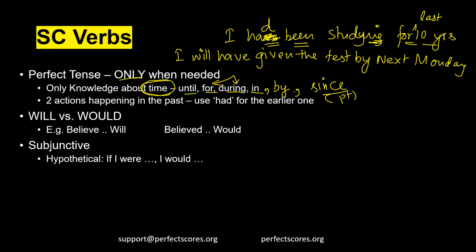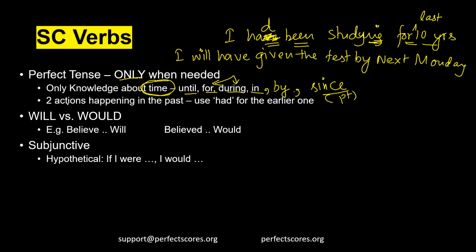So if you're referring to morning as a point in time, then you use since. But if you're using the morning as a collection of different time points, then you can use for or during as well. So you need to rely on the meaning of the sentence and then make a choice. So that's the first case when you have to use the perfect tense. And you definitely have to. There's no choice here. So it's like a compulsion. You have to use it.